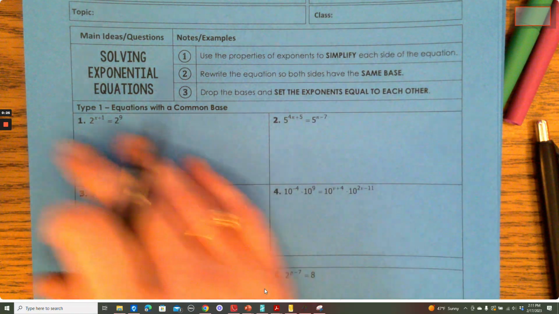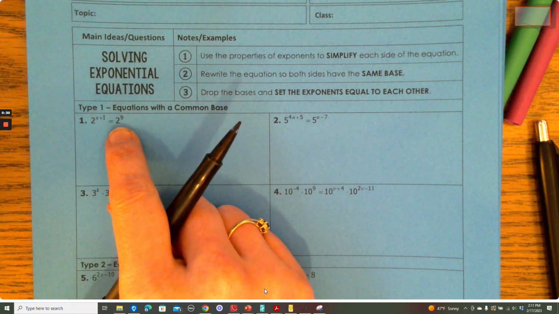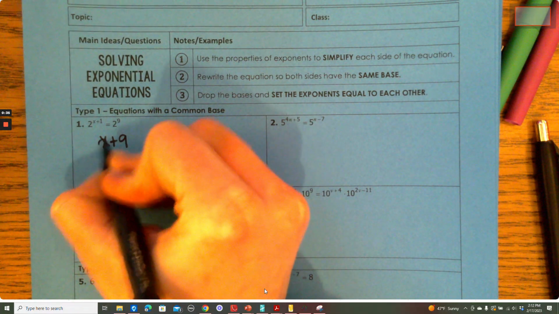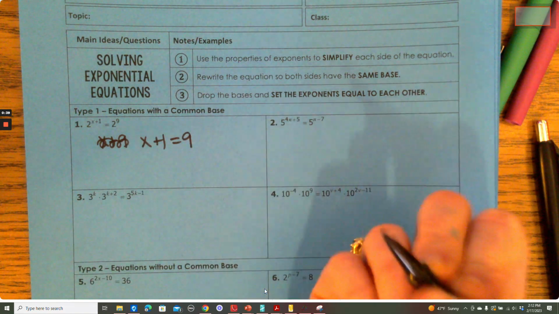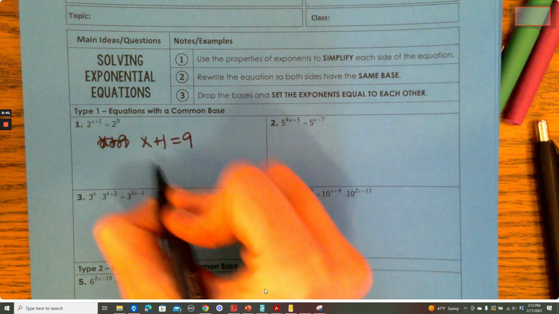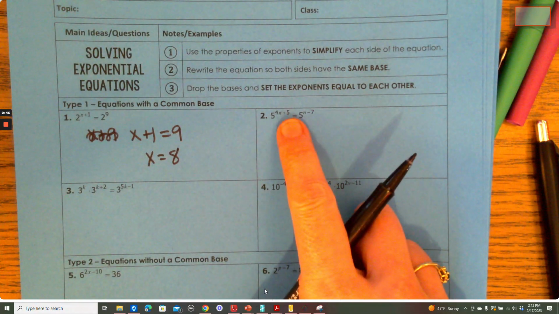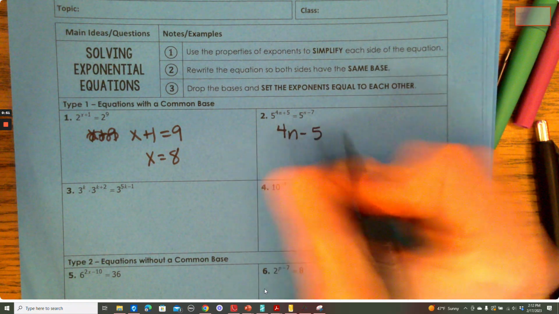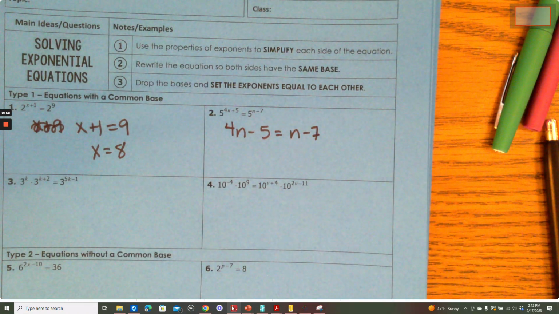Okay, so if we start off and the bases are already the same, so here the base is 2, the base is 2. What I can do is just set x plus 1 equals 9. I can set the exponents equal to each other, okay? So here, x equals 8. All right, in this one, the base is 5. So 4n minus 5 equals n minus 7. You can just set the exponents if the base is the same.